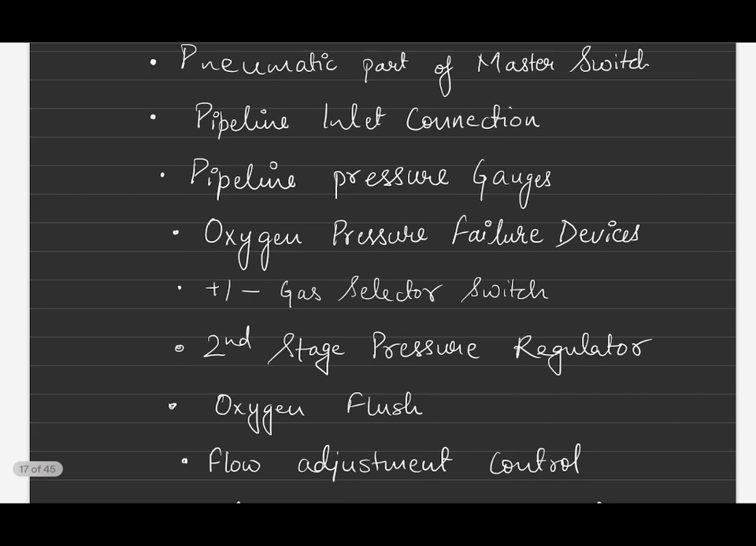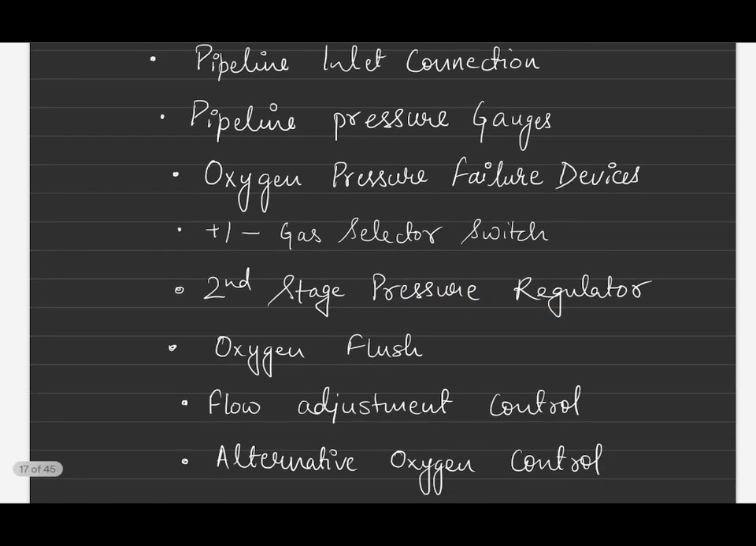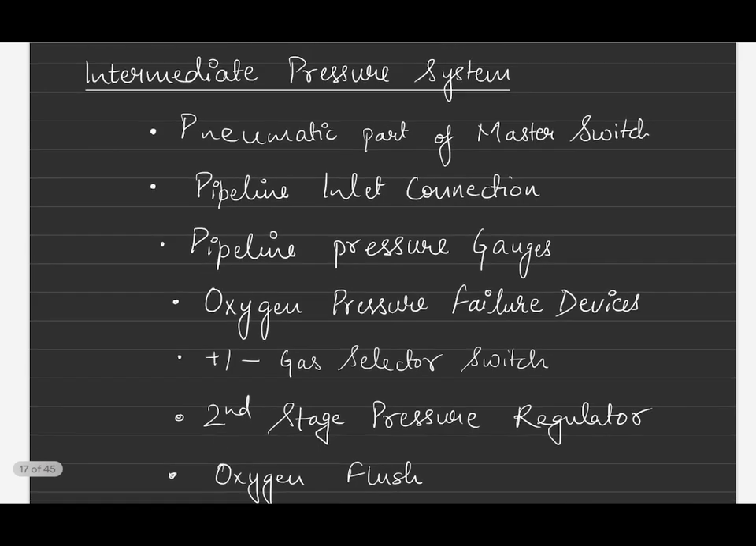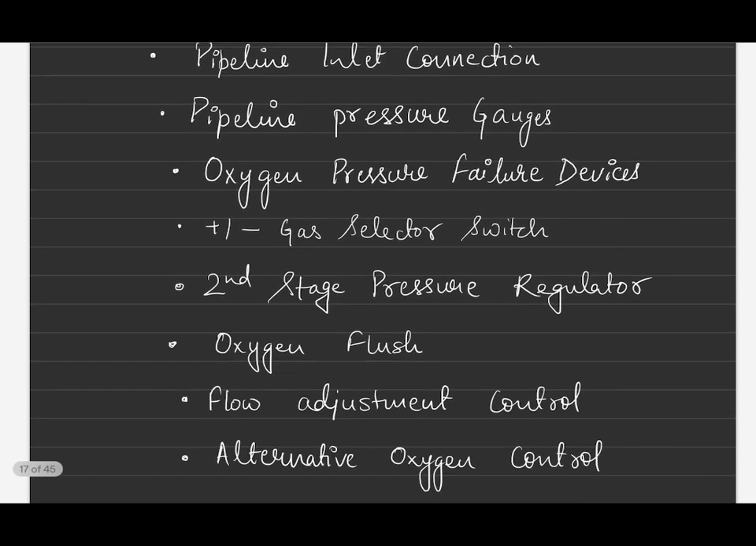We have second stage pressure regulator to further decrease the pressure. We have oxygen flush in intermediate pressure system. We have flow adjustment control knobs in intermediate pressure system, and there may be presence of an alternative oxygen control in intermediate pressure system. So, we will be discussing these components one by one.